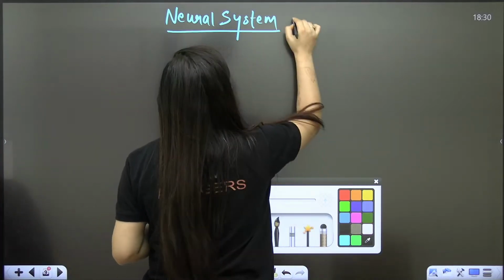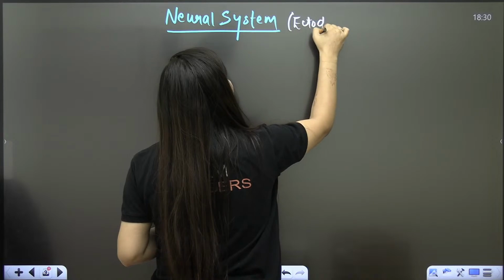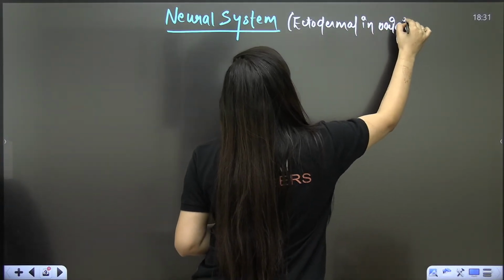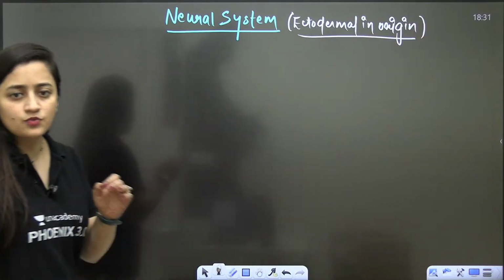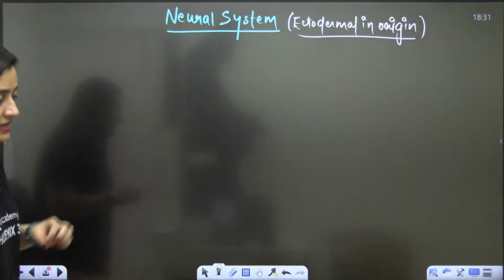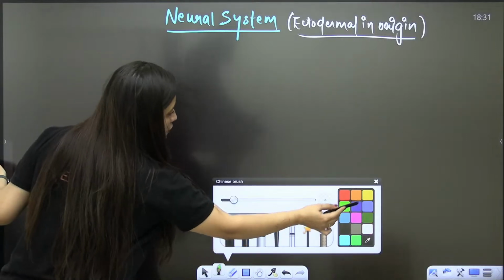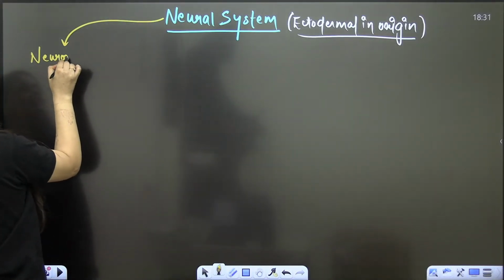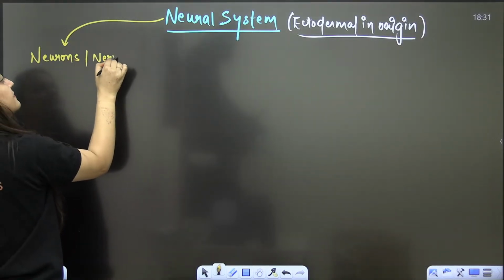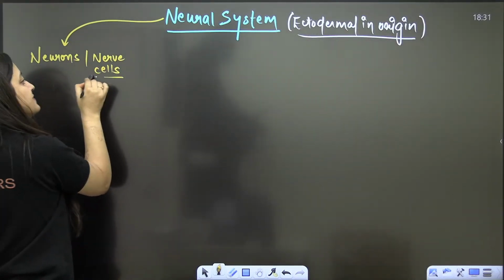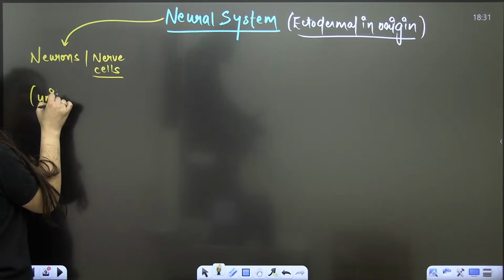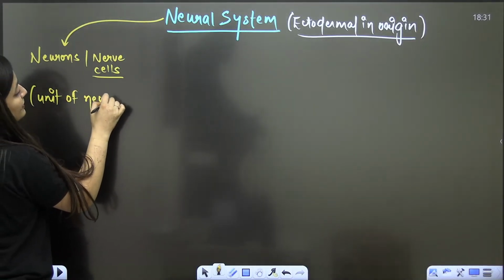Our neural system is ectodermal in origin, which means it is made up of ectoderm. This is what you need to keep in your mind when you are talking about the neural system. In the neural system, we are going to talk about the neurons, also known as nerve cells. It is something very important. Why? Because these neurons or nerve cells are the basic unit of the neural system.